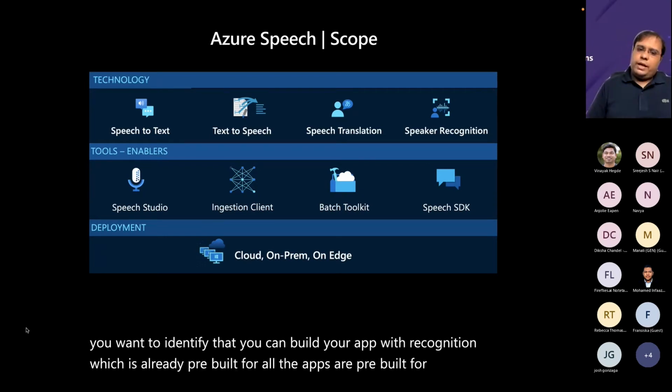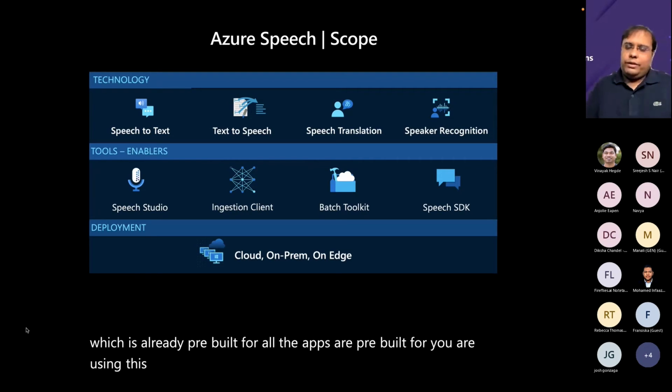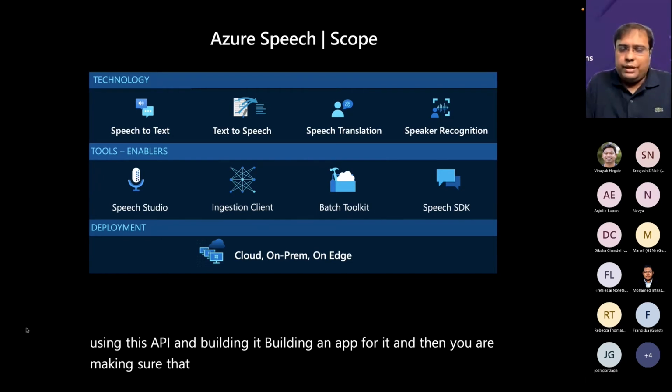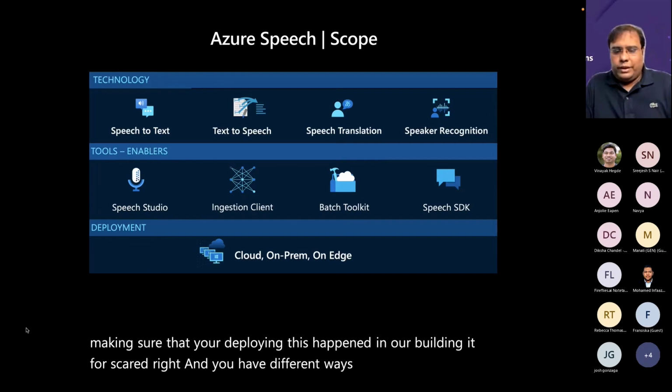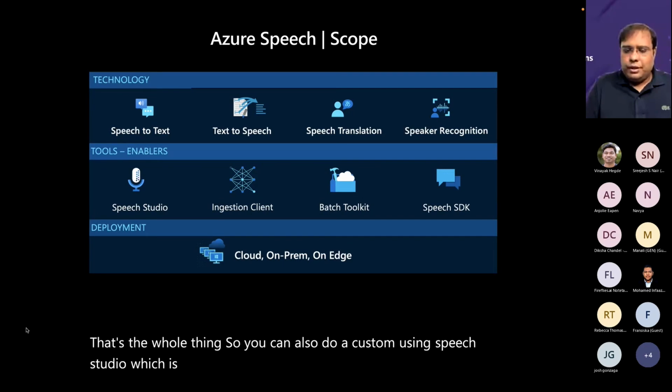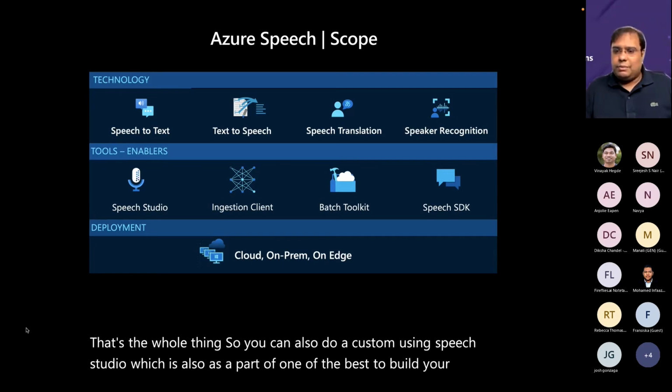You're using these APIs and building an app for it, and then you're making sure that you're deploying this app and building it for scale, right? And you have different ways to scale it. That's the whole thing. You can also do a custom one using Speech Studio, which is one of the ways to build your application. We'll see that as an example as well.